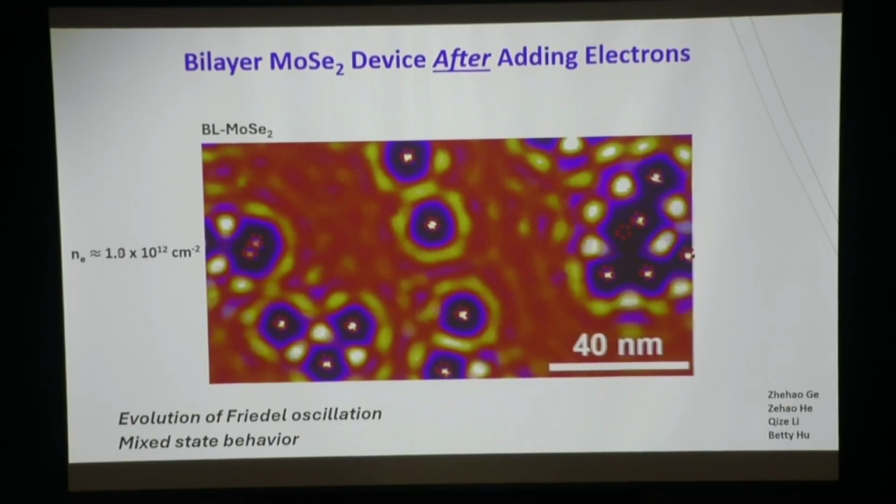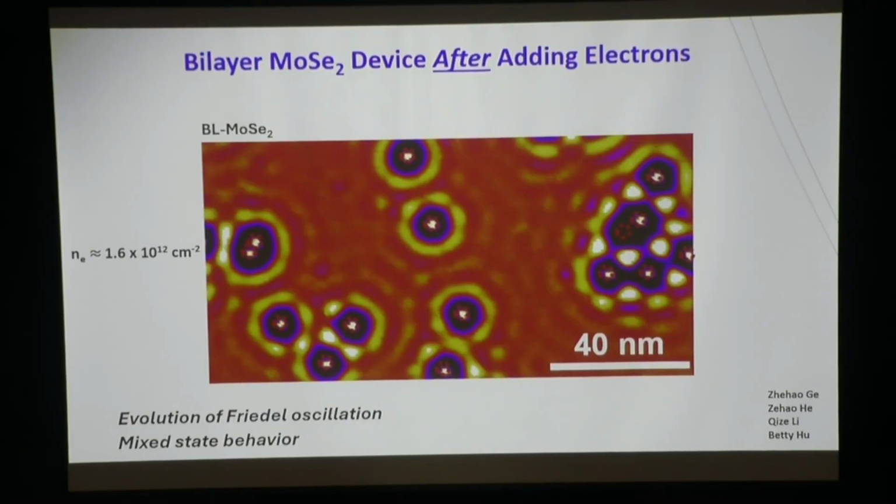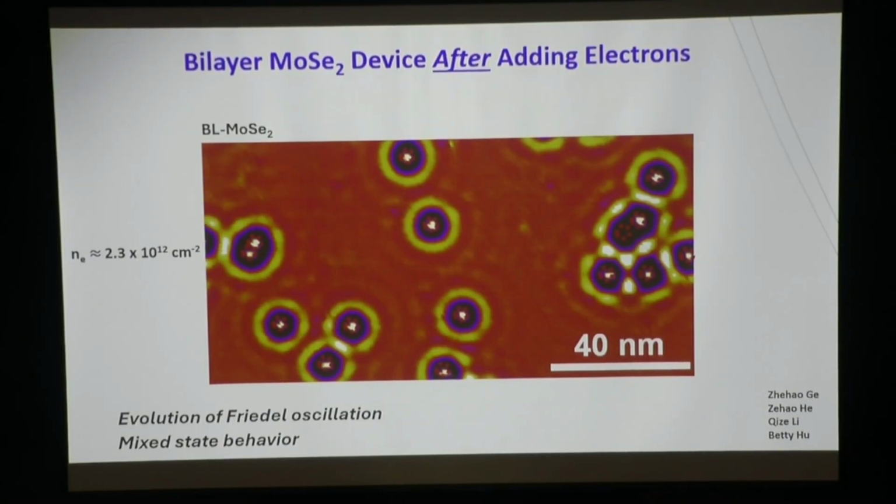Now let's add more electrons and more and more. And this is the highest density, 2.3 times 10 to the 12 electrons per square centimeter. Now you can see that the electrons are completely melted. So we believe that this is a Fermi liquid. And these little rings around the defects, in solid-state physics, we call those Friedel oscillations. They're sort of like standing wave patterns at the site of the defects. So this is very liquidy behavior.